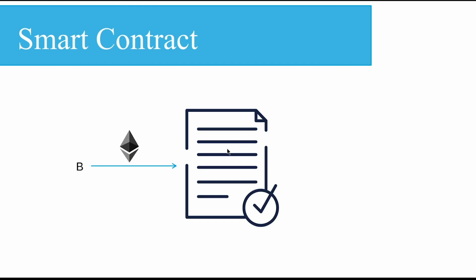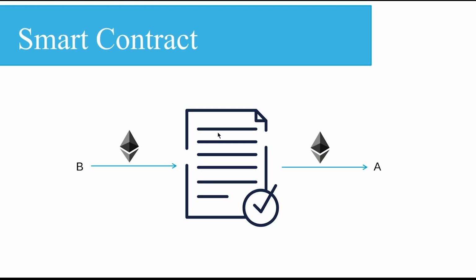And if this contract is successful, then from this contract account, Ether will be transferred to A. Yes, this Ether is the same Ether that is transferred by B to this contract account, and from this contract account, Ether will be transferred to A if this contract is successful. And if this contract is not successful, definitely this Ether will not be transferred to A.